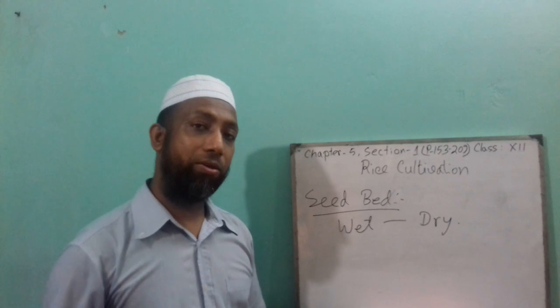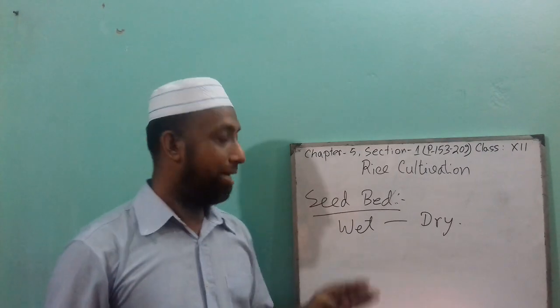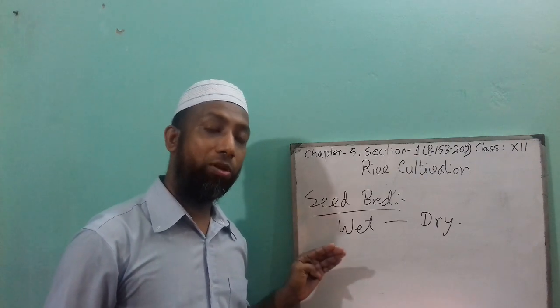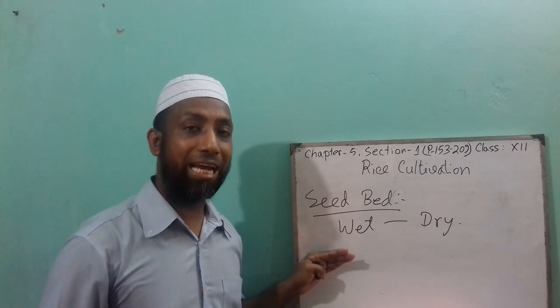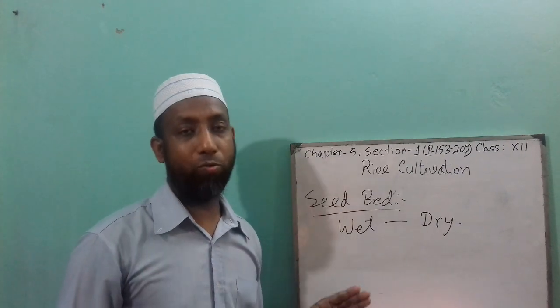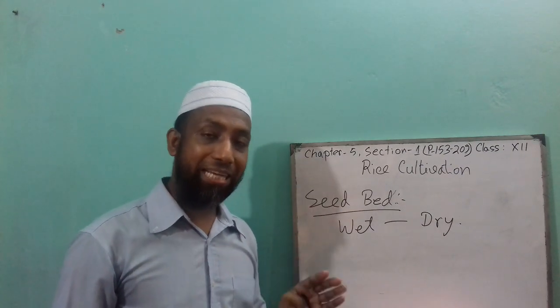And in our country we use both seed beds. Wet seed bed means the soil will be clay type, that means a water stagnant condition in this seed bed. And dry seed bed, there will not be any water stagnant condition.